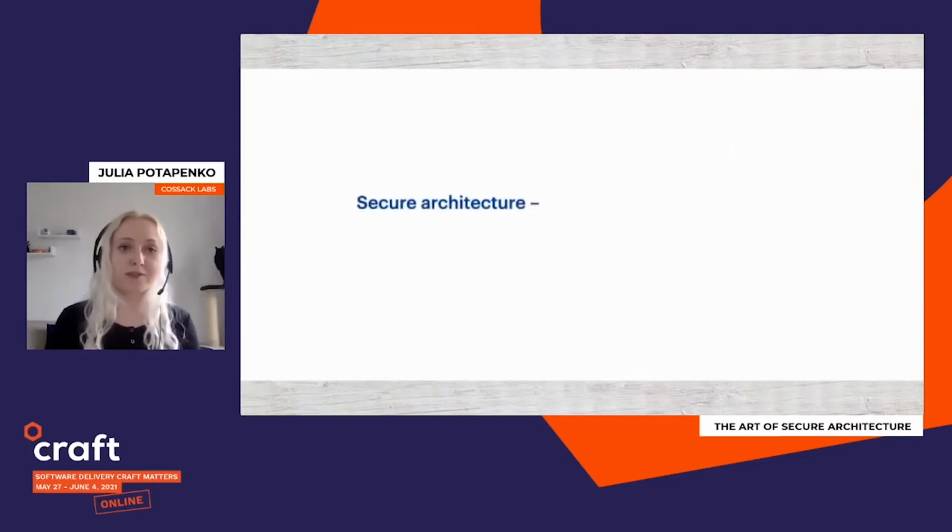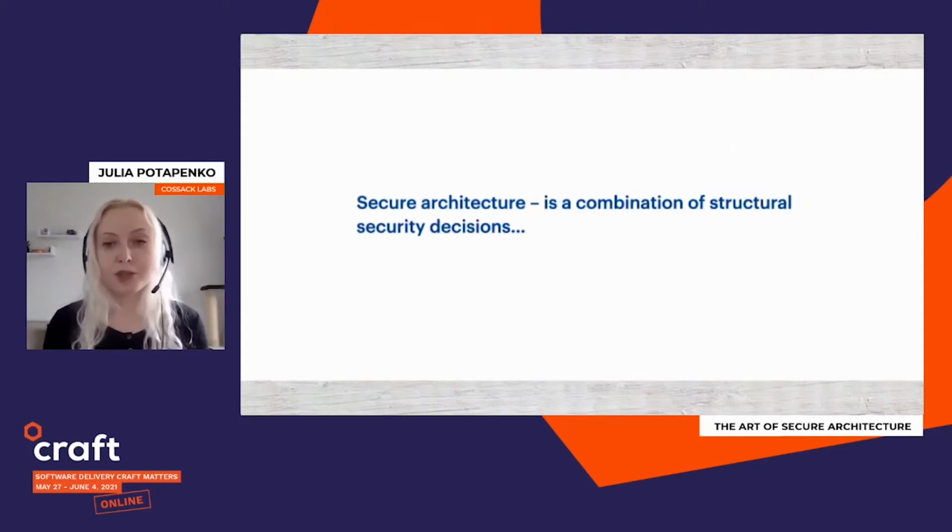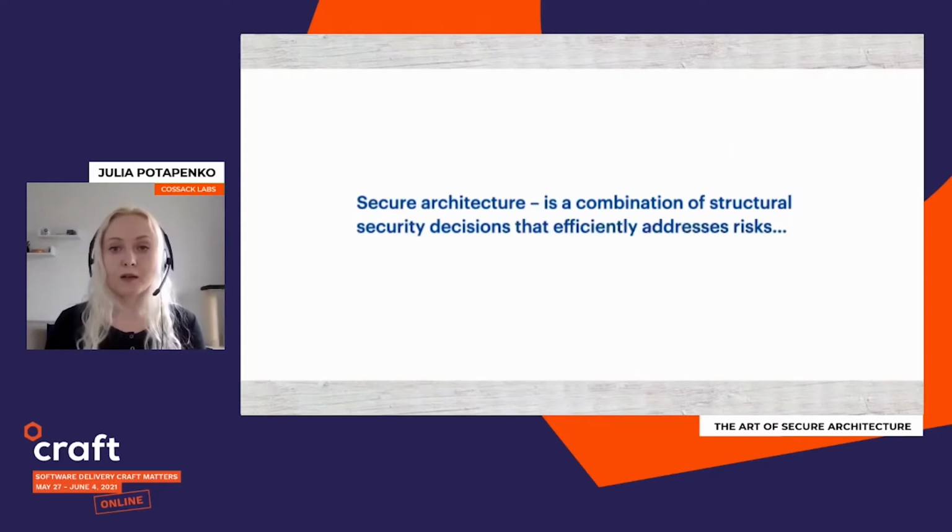Before we proceed, let's define what we actually mean by secure architecture. Architecture in general is usually defined as a combination of structural decisions. So secure architecture is a combination of structural security decisions, or we can say security choices, that efficiently address risks. The actual system risks, not theoretical ones, but actual for a particular system, a particular project. Considering business goals. It's always about trade-offs.